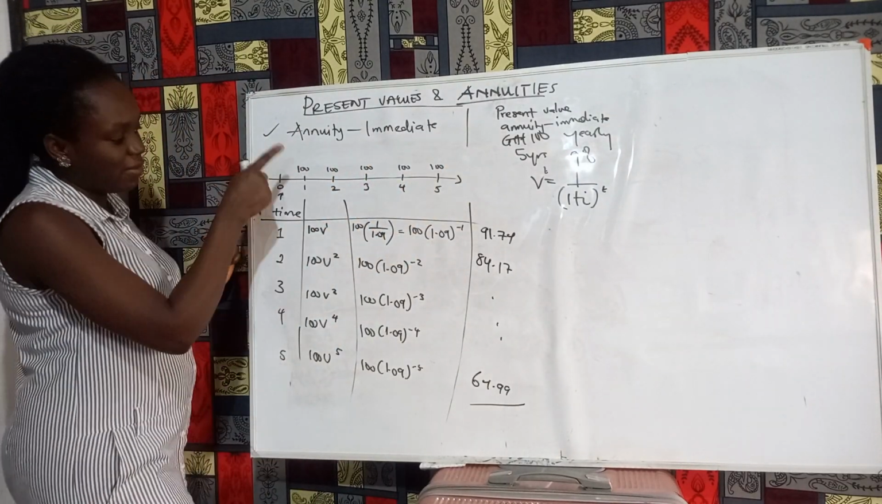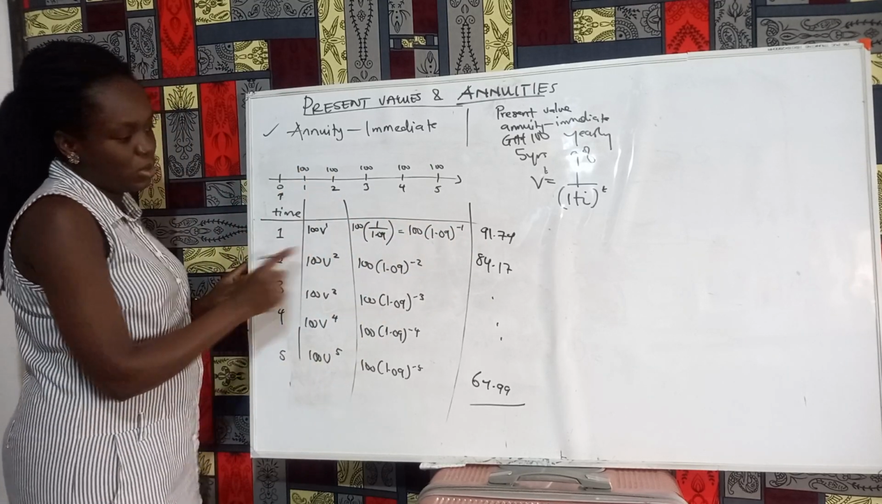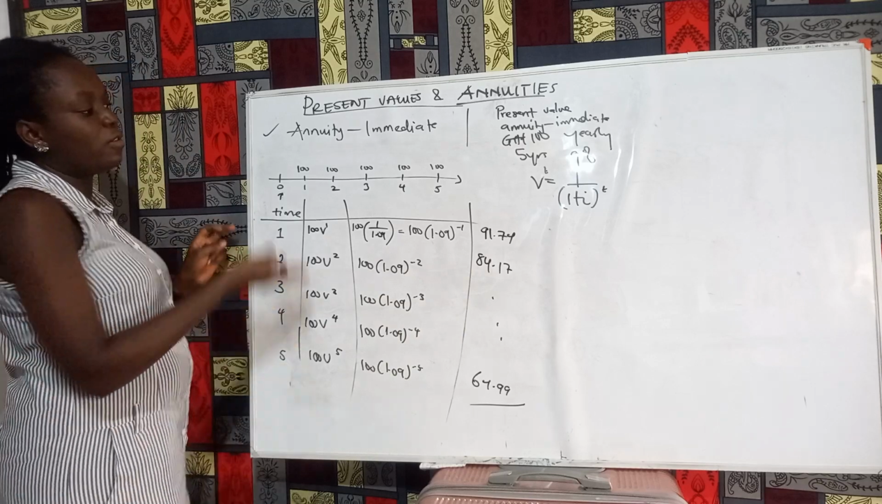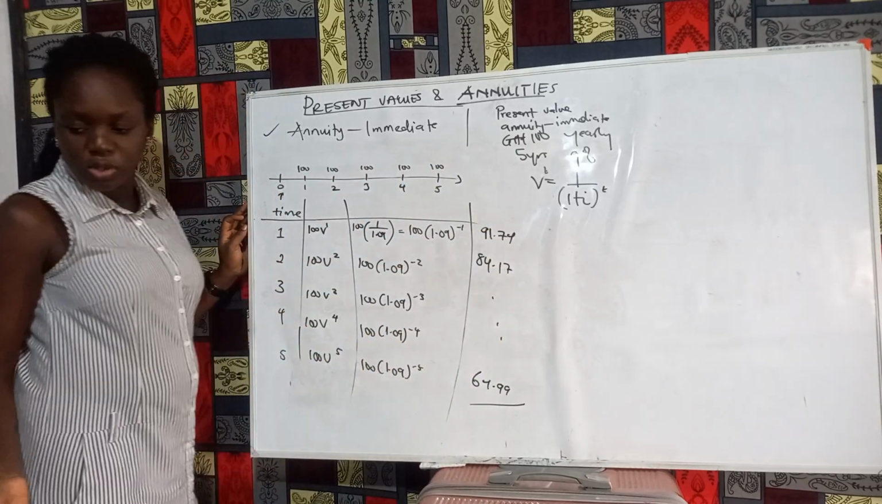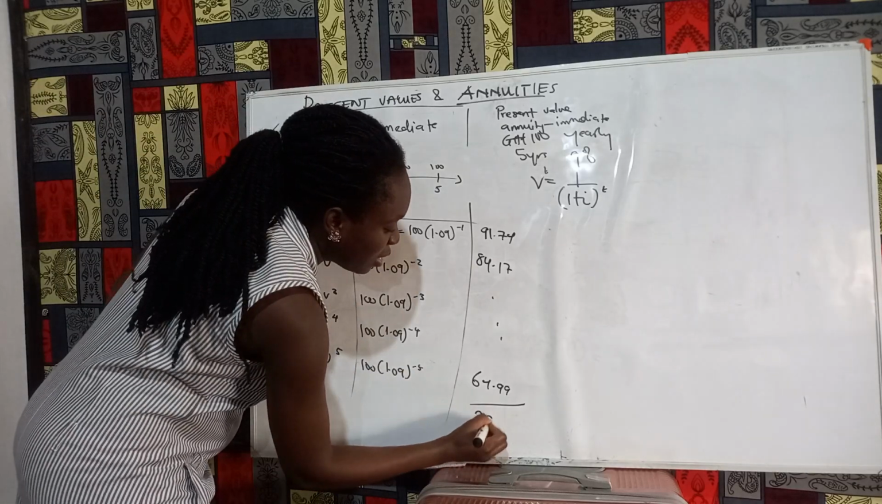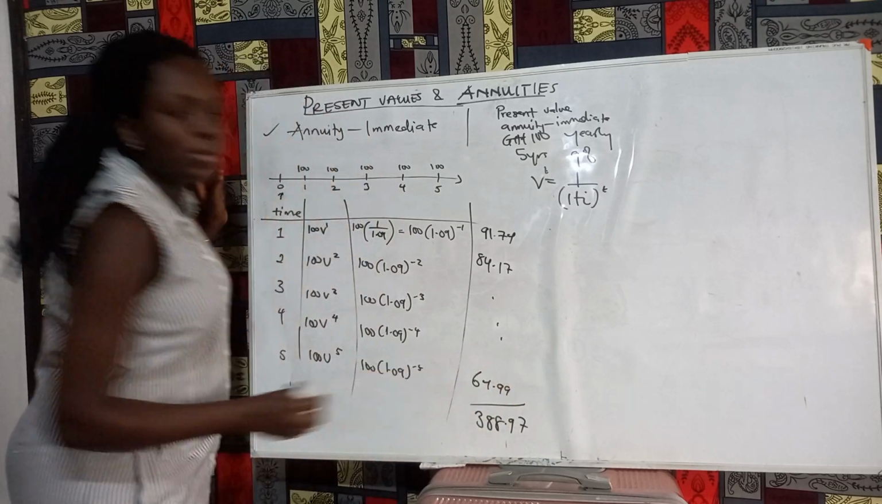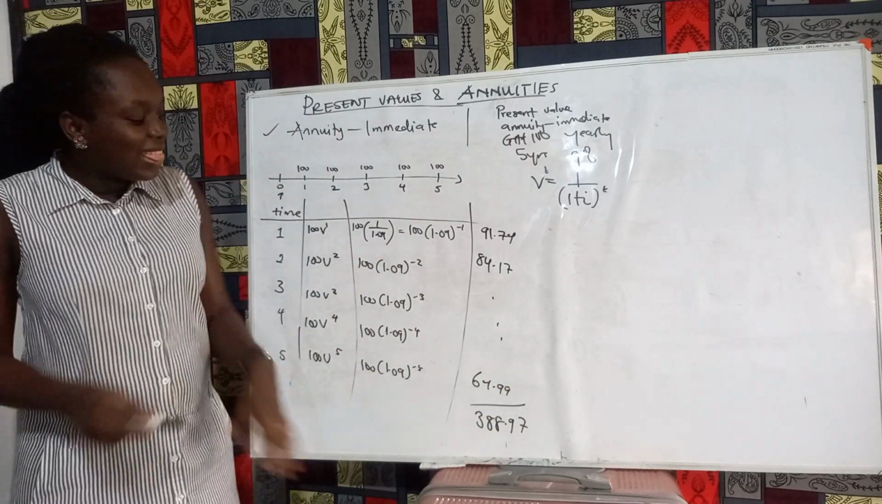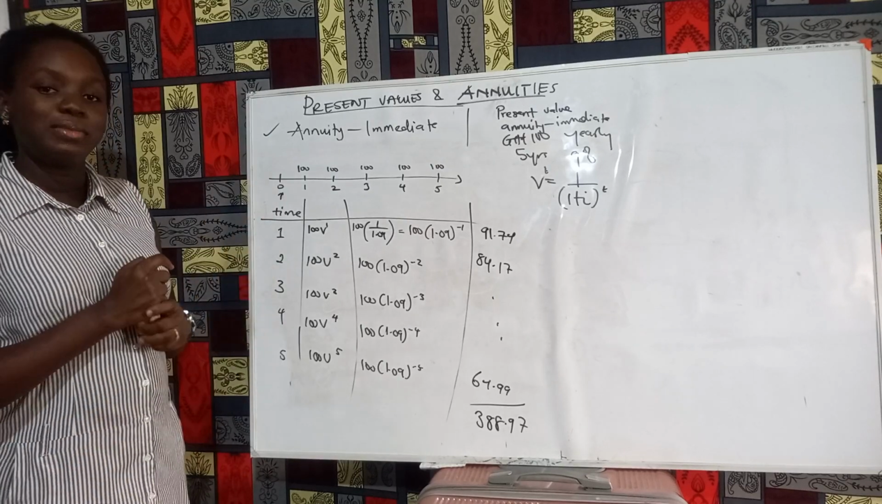We found it. The present value of 100 at time 1 is this. Present value of 100 at time 2 is this. So to find the present value of the entire series at time zero, just add all of this to get a total of 388.97. Yes, so this is how to find the present value of a series of payments, in this case, annuity immediate.